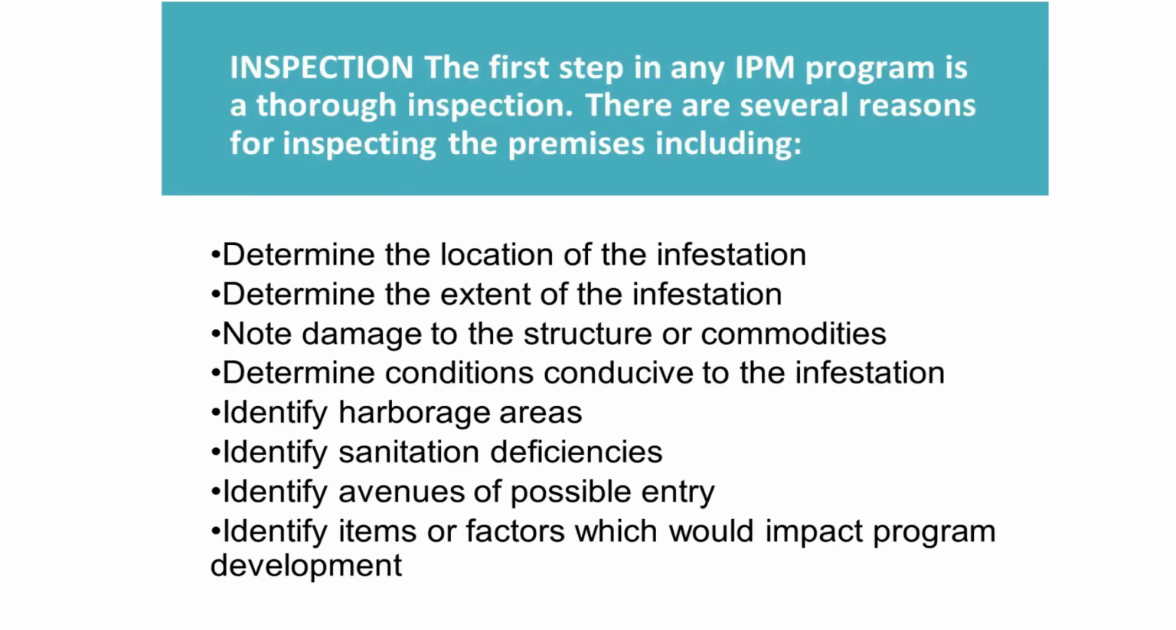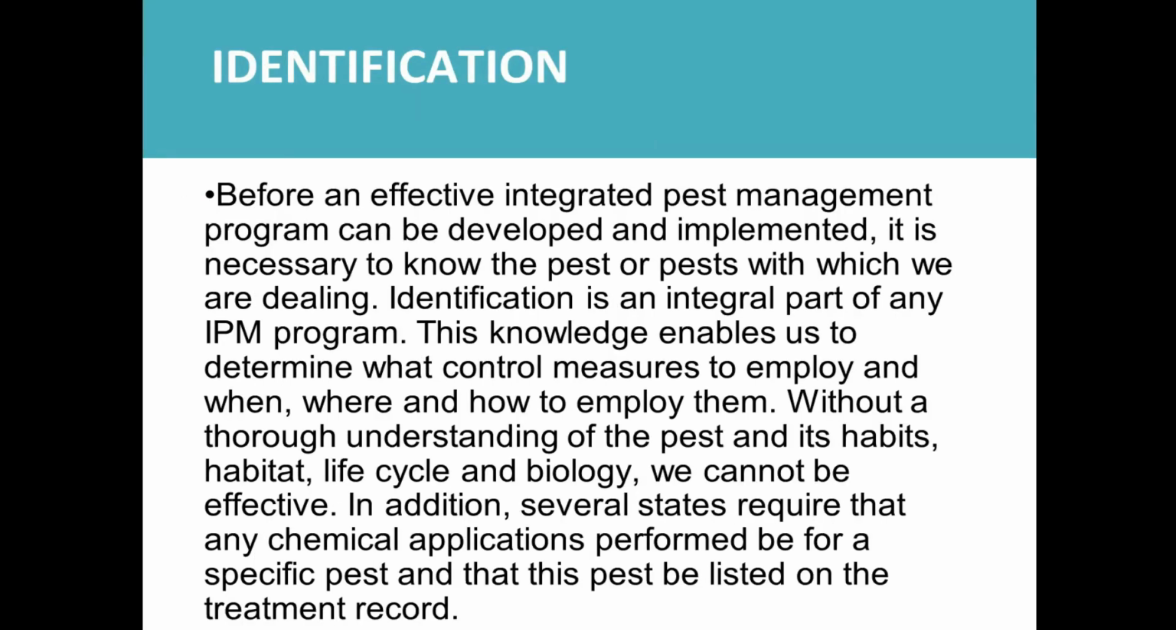Inspection. The first step in any IPM program is a thorough inspection. There are several reasons for inspecting the premises, including: determine the location of the infestation, determine the extent of the infestation, note damage to the structure or commodities, determine conditions conducive to the infestation, identify harborage areas, identify sanitation deficiencies, identify avenues of possible entry, identify items or factors which would impact the program development.